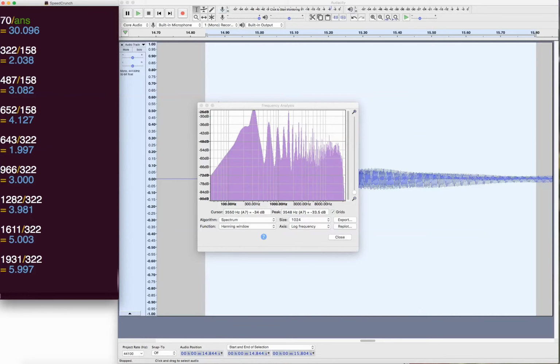Let's take a look at this peak over here. This peak says it's an A7, which is at 3548. So let's try that: 3548 divided by 322. Wow, it's the 11th harmonic.